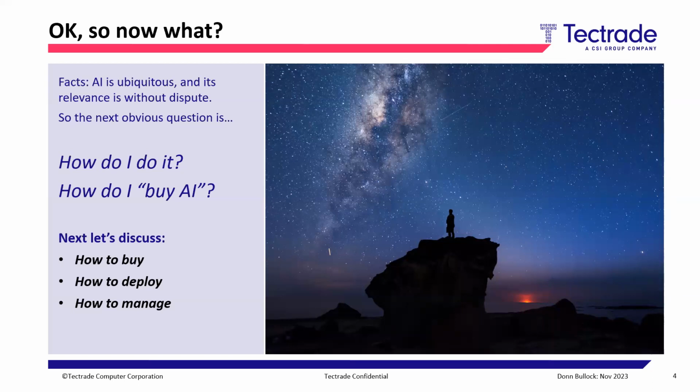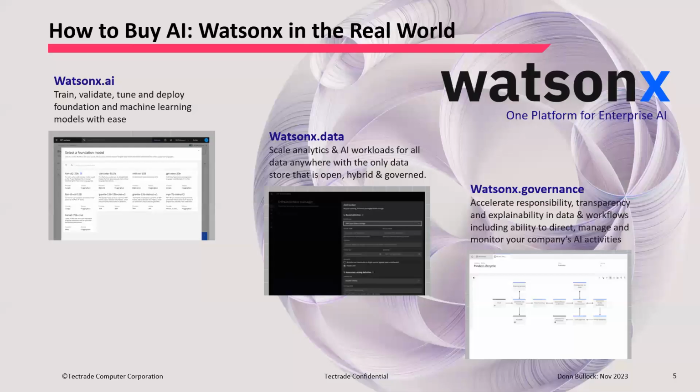Well, you're in luck. Today, we're going to discuss how to buy it. We're going to talk about how to deploy it. And then we're also going to talk about how to manage it. And each one of these elements will give you a structure, a vision of where we can go today and how you can take some real formative next steps on your journey into artificial intelligence. So with that, let's talk about what you buy.